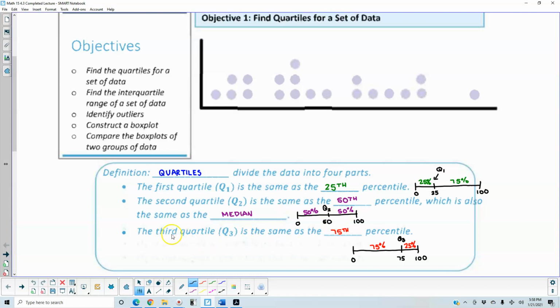And then the third quartile, Q3, is the same as the 75th percentile. So from 0 to 75, at this point, this is Q3, which is quartile 3, which is 75% of the data. What's left would be 25%.